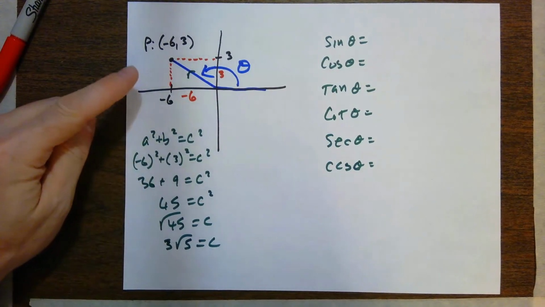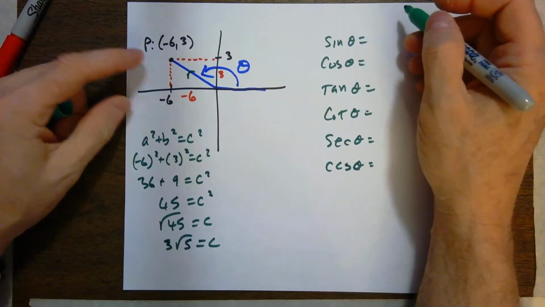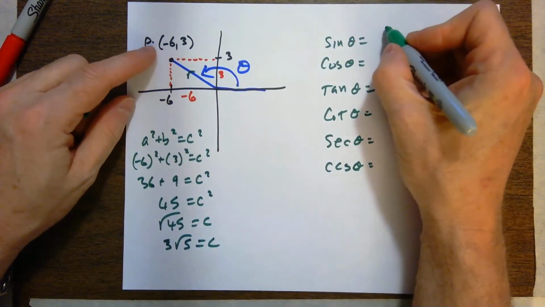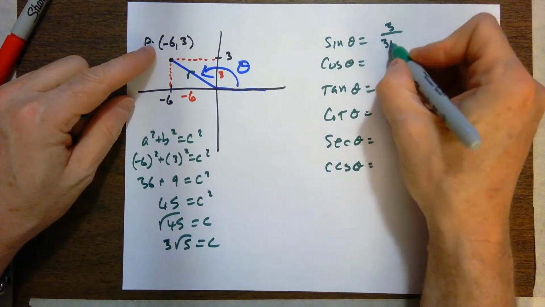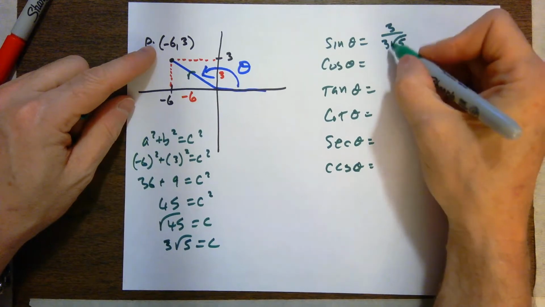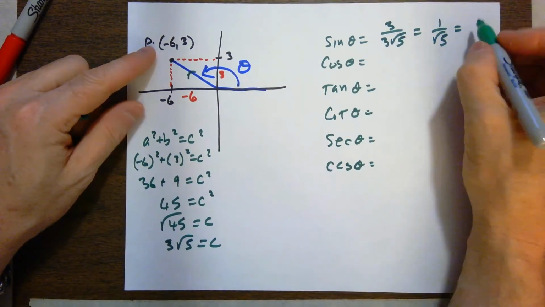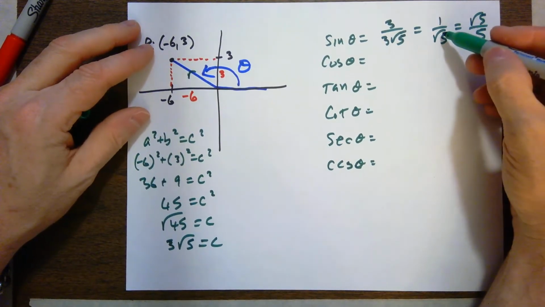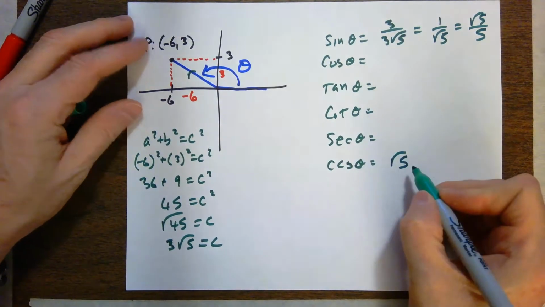Okay, so now, what is my sine? My sine is going to be the y value, which is 3 over 3 root 5. Notice the 3's are going to cancel. 1 over root 5, rationalize the denominator, root 5 over 5. And of course, if I know this, I know cosecant is just going to be root 5.